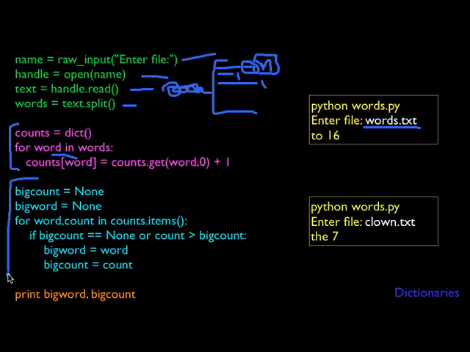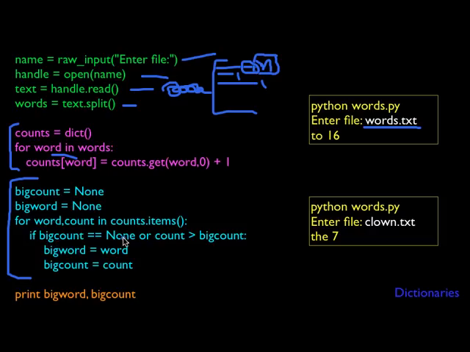Then we're going to write a simple maximum loop. We're going to create a big word variable that we start as None, which is the word that is the largest, and how many there are. And then we're going to do a loop with two iteration variables. We're going to go through our dictionary with word, comma, count. The word will map to the count. The word will be the key, count will be the value. So we use counts.items to get that list of tuples back.